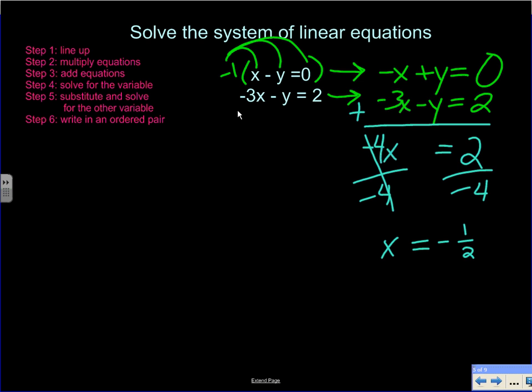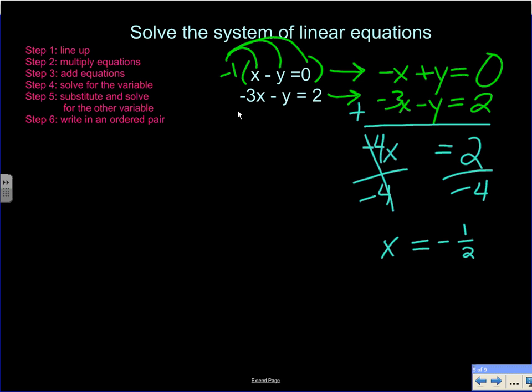So that was step 3. Nope, that was step 3 and 4. I completely skipped over saying step 4. Step 4 said solve for the variable, which we did. Man, we got on a roll there and couldn't stop. Like a snowball effect. You couldn't stop the snowball.